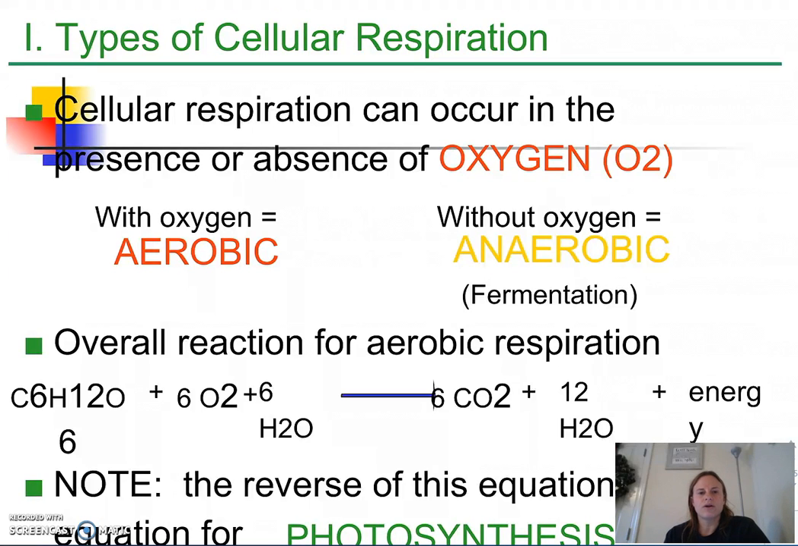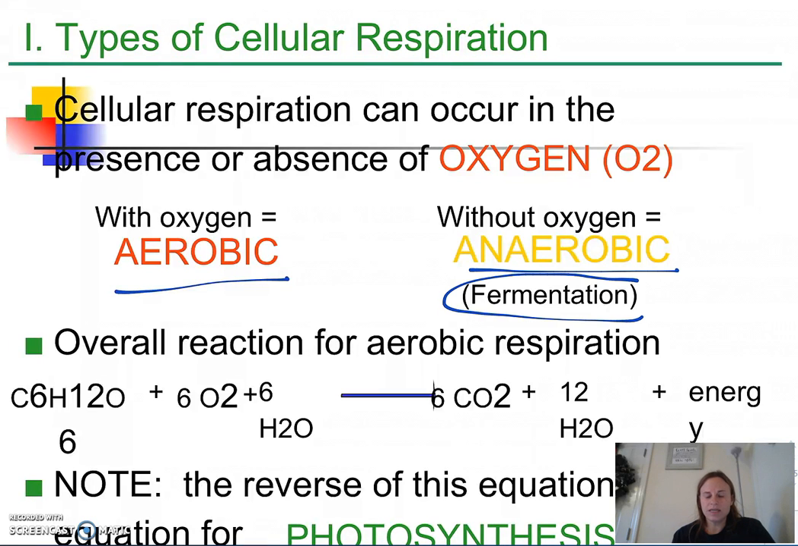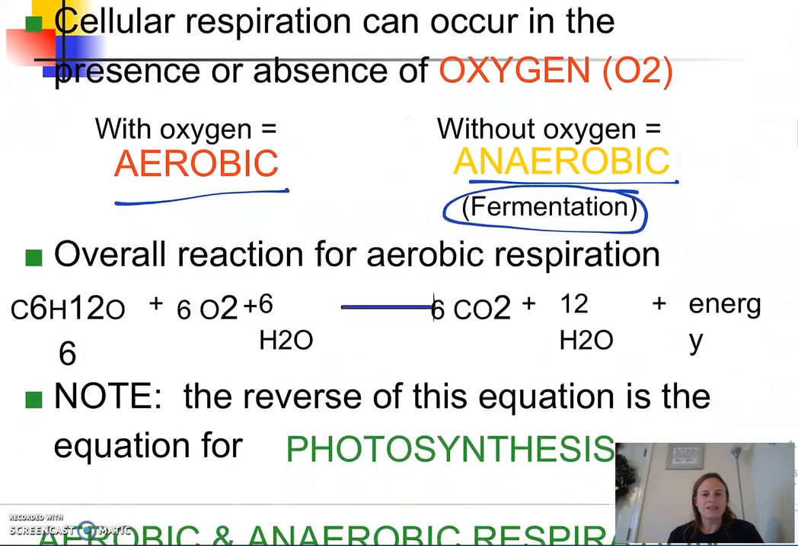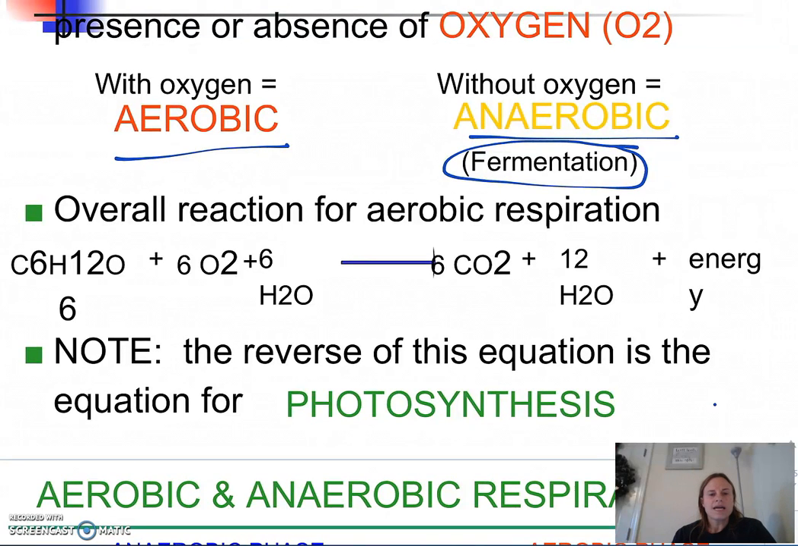Cellular respiration can occur whether or not oxygen is present. Despite oxygen being present or not, all types of cellular respiration start with glycolysis. However, I can have aerobic respiration where oxygen is present, or anaerobic respiration, also known as fermentation, if oxygen is absent. The overall reaction for aerobic respiration is as follows, where the reverse of this equation is the equation for photosynthesis, which is our next unit.